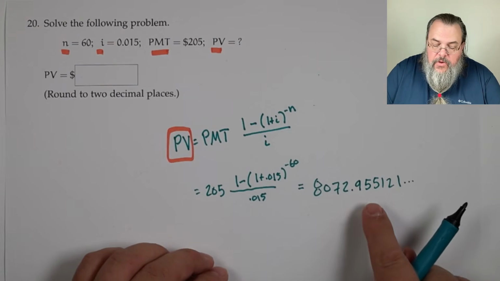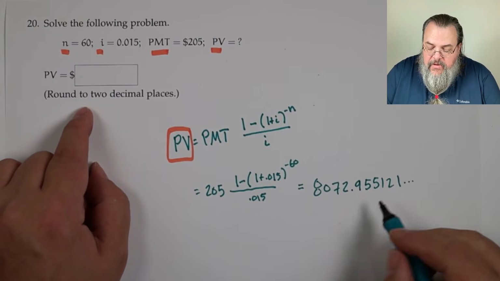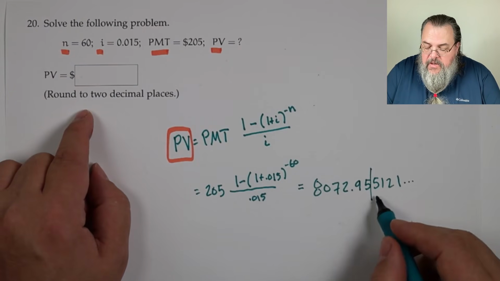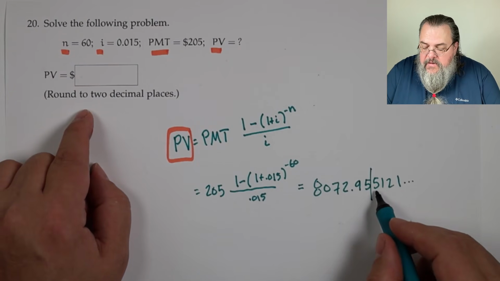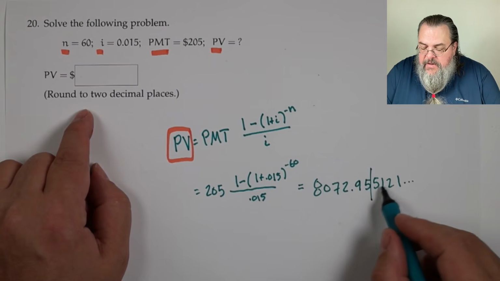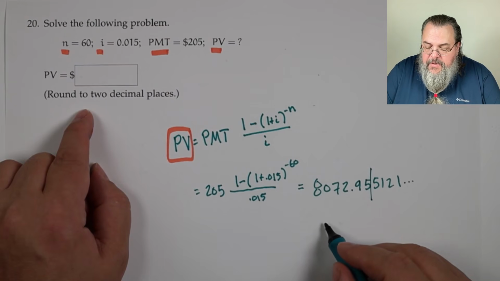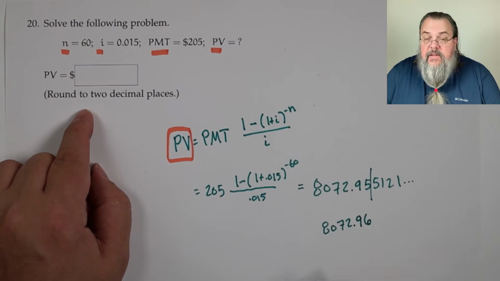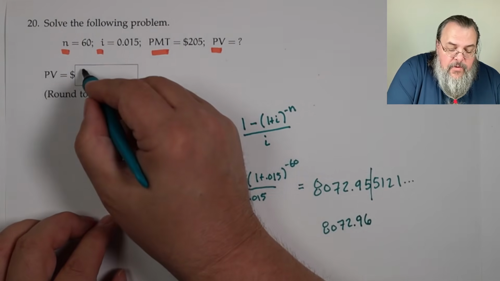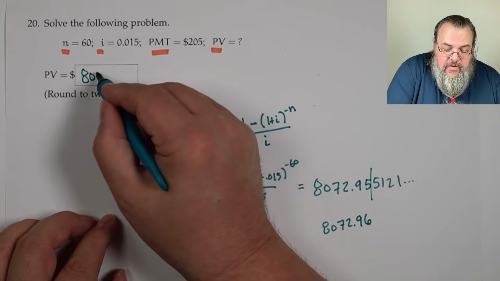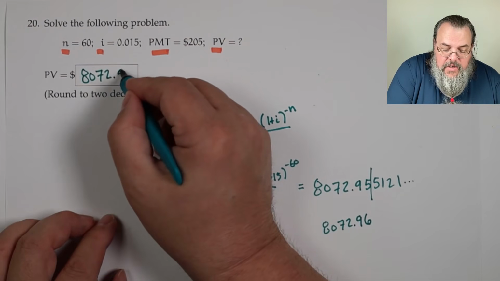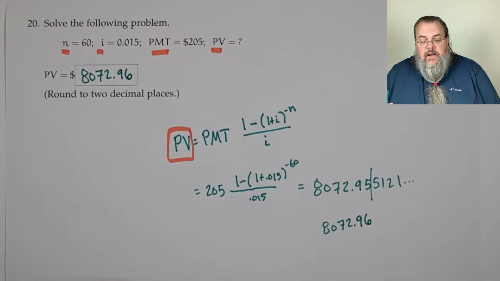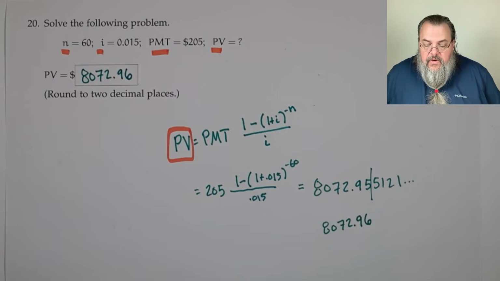And all right, now, what do we need to do? We need to round to 2 decimal places. So we're supposed to look here, and we say, since the rest of it's a little bit bigger than a half, we're going to be rounding up. So that would be 8072.96. So that's the present value. 8072.96.